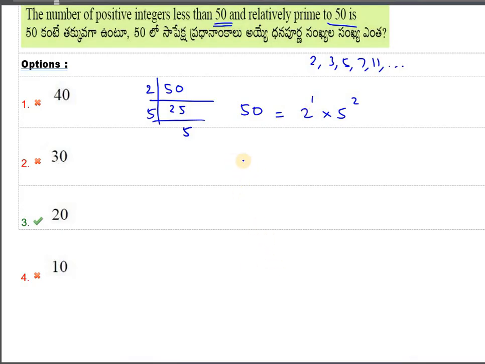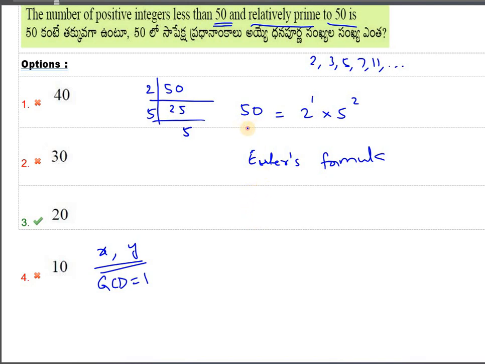Here we have a formula. This formula you have to remember, Euler's formula, to find the relatively prime numbers. What is the meaning of relatively prime? Two numbers are relatively prime if their greatest common divisor is 1. If x and y are two numbers, they are relatively prime if their GCD, greatest common divisor, is 1. So here we have Euler's formula to find the relatively prime numbers up to 50.